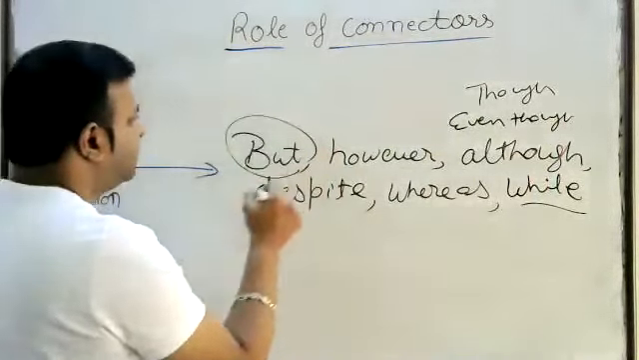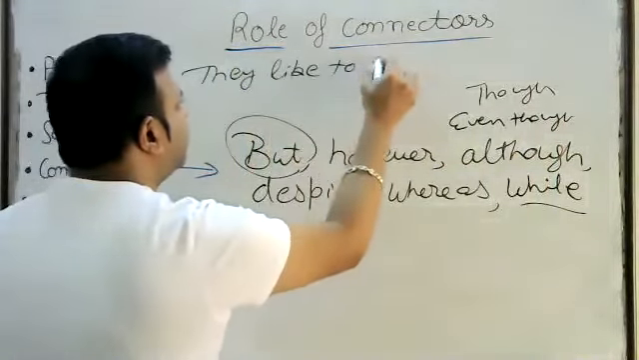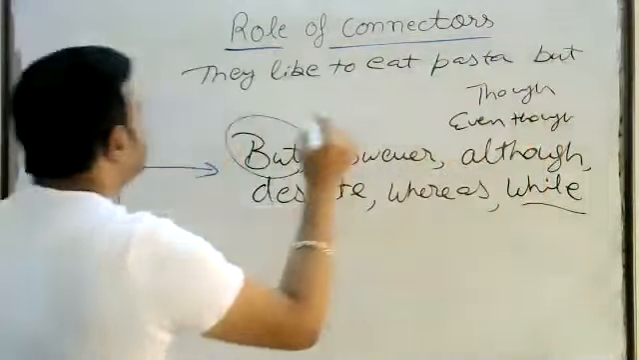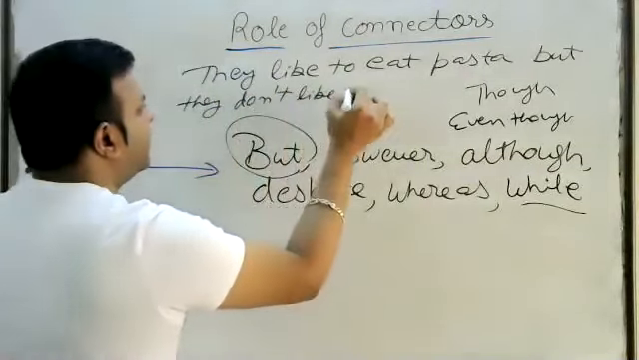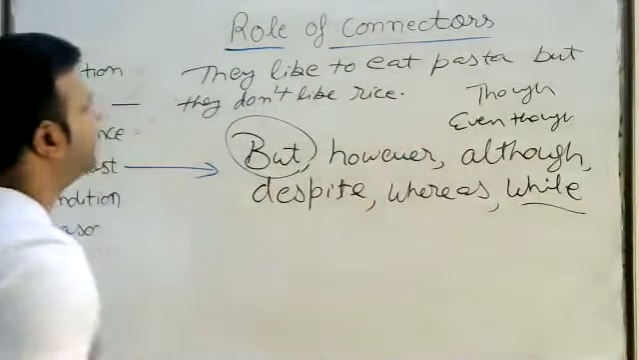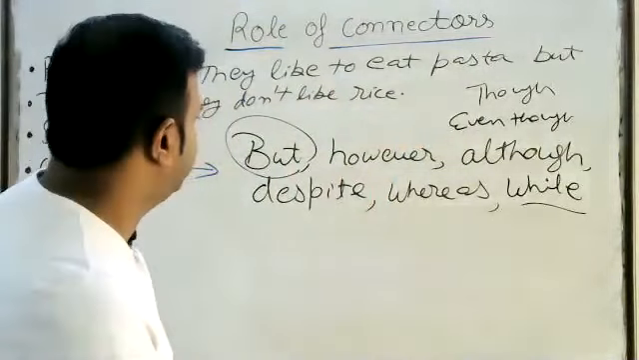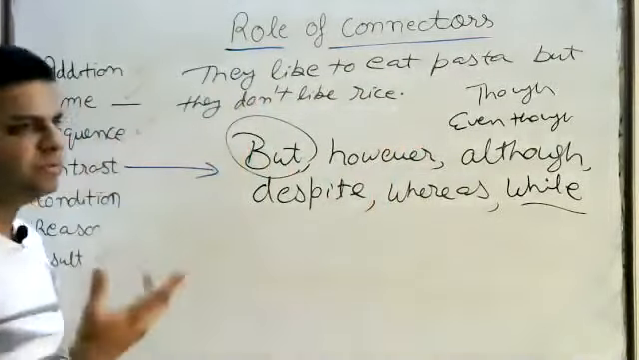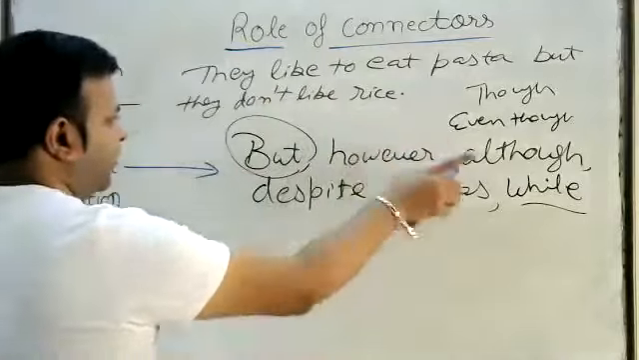For example, but. They like to eat pasta, but they don't like rice. So don't even serve them. They like to eat pasta, but they don't like rice. So in a simple sentence, you can use but. I hope you have written but.